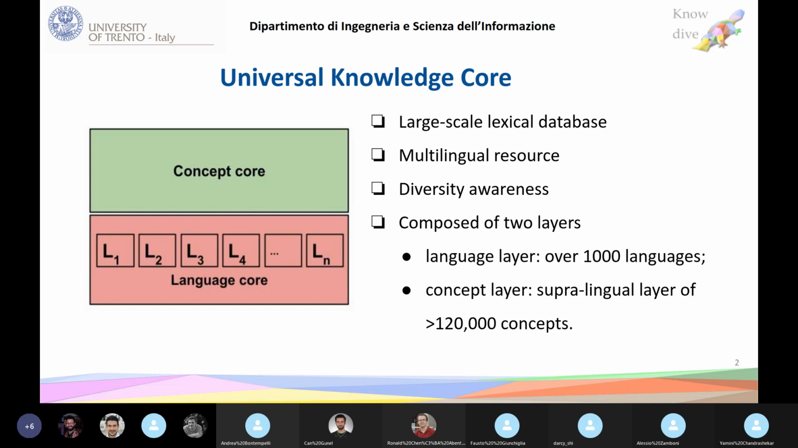To begin with, here are just some numbers that give us an insight into how large this lexical resource is. The language layer covers over 1,000 languages, and the concept layer has more than 120,000 concepts.